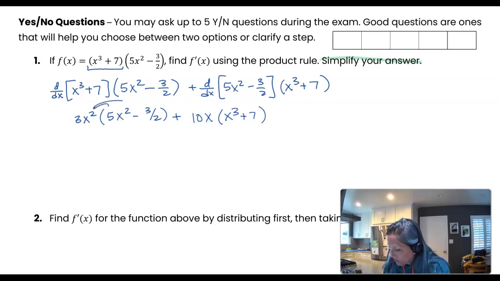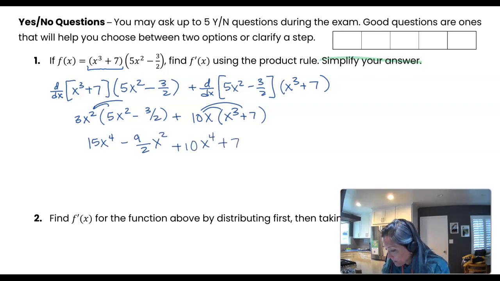Let's distribute, clear our parentheses, 15x to the fourth minus 9 over 2x squared plus, sorry, really, 10x to the fourth plus 70x. And then we do have some like terms here. So let's go ahead and combine those. We have 25x to the fourth minus 9 halves x squared plus 70x.